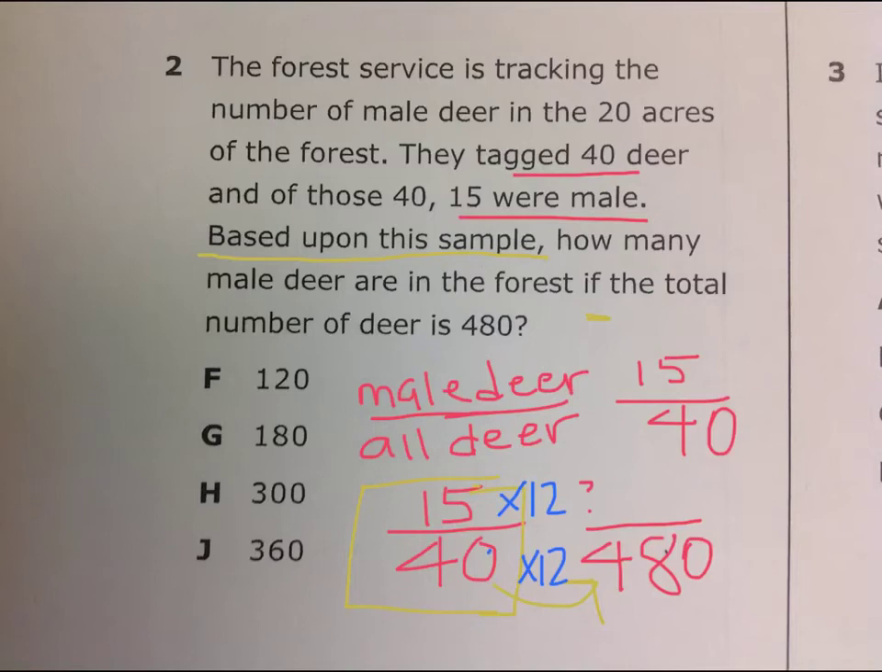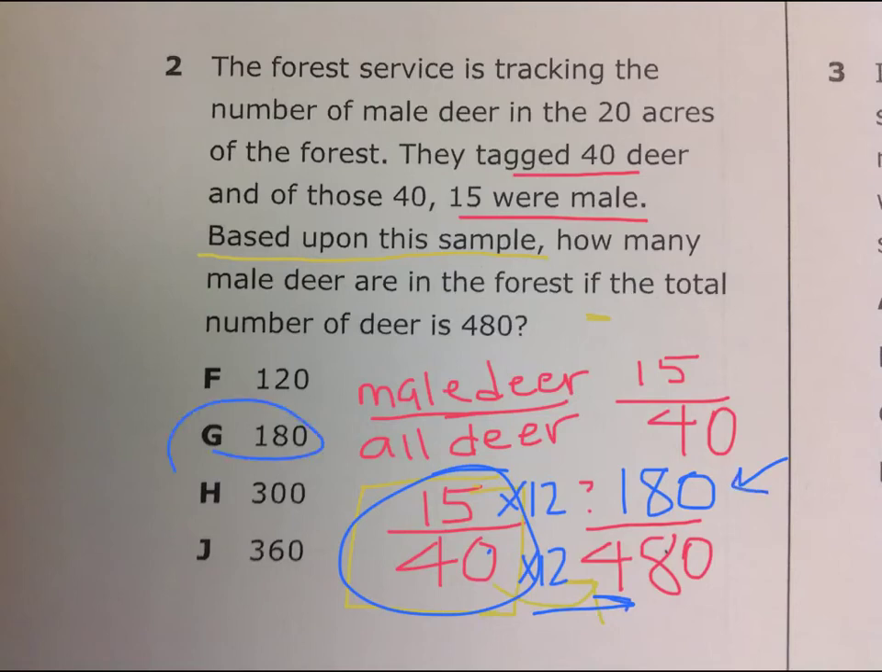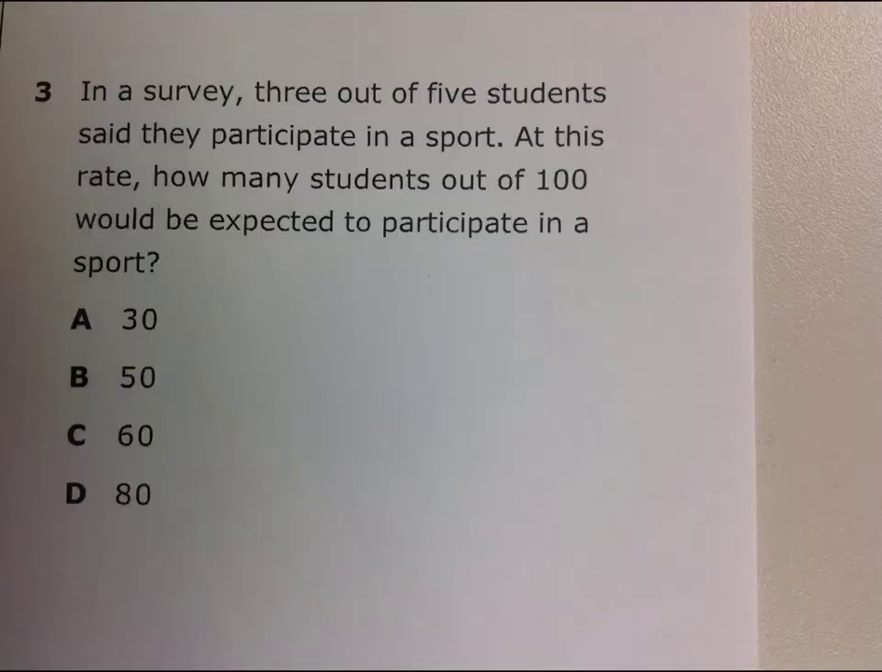All right. Hopefully you've done your math and showed your work and found 15 times 12 is 180. So based on this, if there were 480 deer in the forest, that would make obviously more male deer, wouldn't it? And it would be 180. All right. Make sure you've shown all your work. Let's keep going. Number 3.